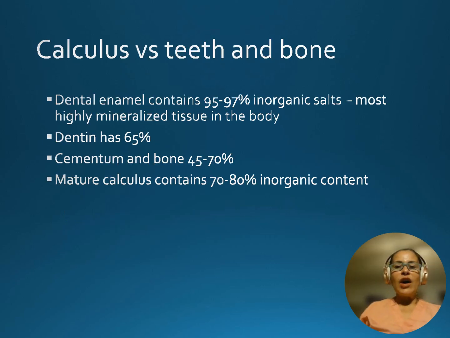Okay, now calculus versus teeth and bone. Now let's talk about this comparison. Dental enamel contains 95 to 97% of inorganic salts. So this is what we're talking about. Most highly mineralized tissue in the body. So dental enamel wins, harder than bone. Dentin has 65% of inorganic salt. Cementum and bone, 45 to 70%.